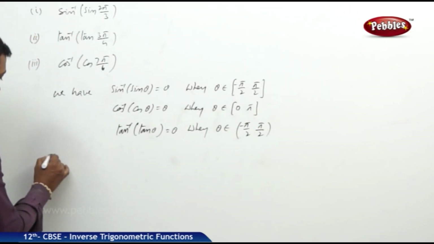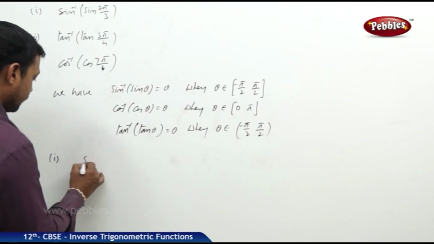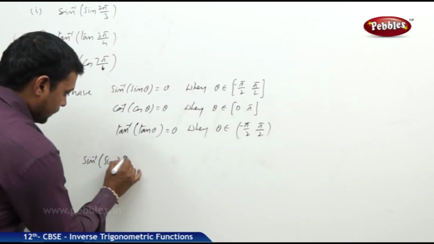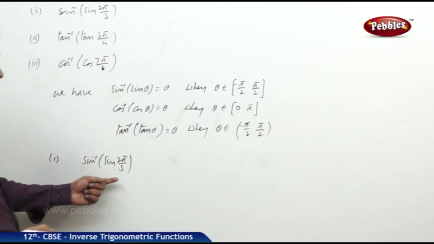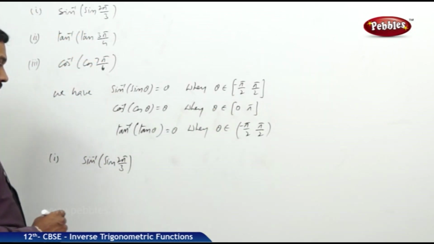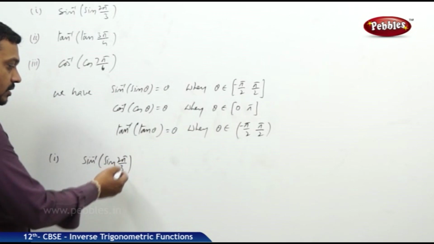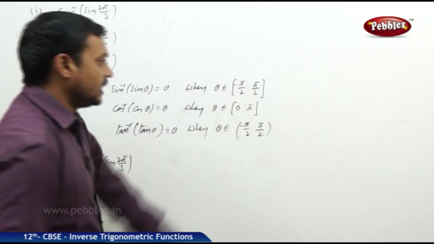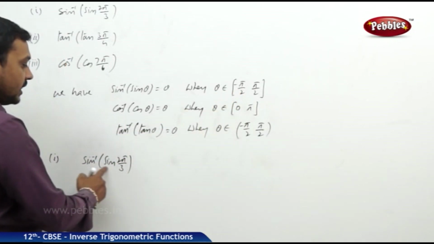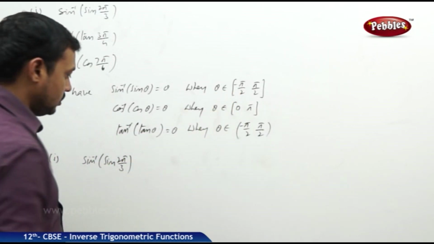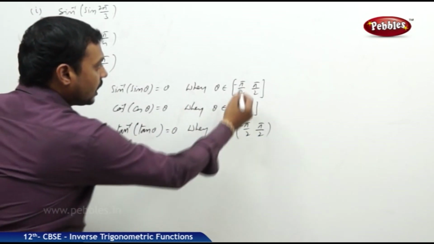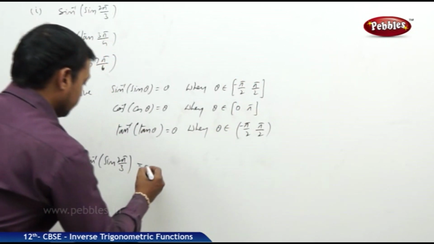First one, sin inverse of sin 2 pi by 3. Here 2 pi by 3 is not in the interval minus pi by 2 to pi by 2, because 2 pi by 3 is 120 degrees, which is more than 90 degrees. Hence, we cannot write sin inverse of sin theta is equal to theta here. Now, we have to reduce this angle into the interval minus pi by 2 to pi by 2.